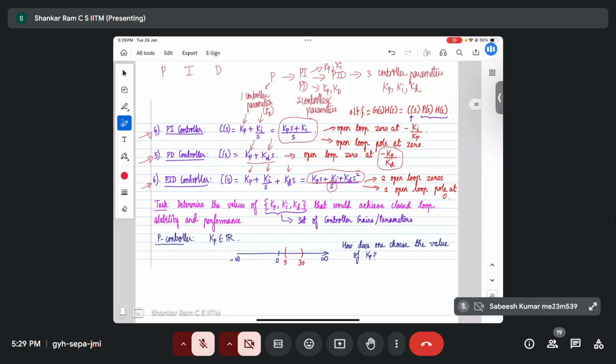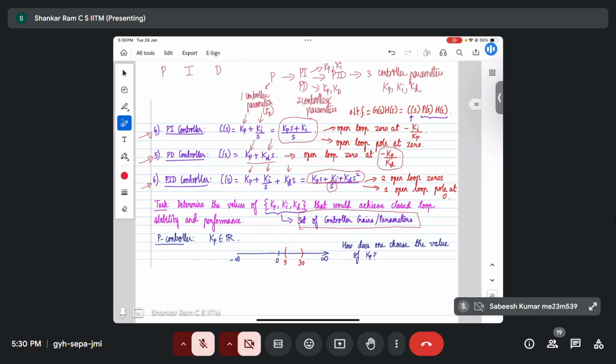So please remember where we started off. We had P of S, H of S, and C of S. P of S and H of S were known, and we want to design C of S. Now if you fix PID control, the structure of the controller is fixed. The question becomes, how do we determine the values of the controller parameters KP, KI, KD, which would achieve closed loop stability and closed loop performance? That is the overall task of control design. You can see how we have progressively fine-tuned the problem.